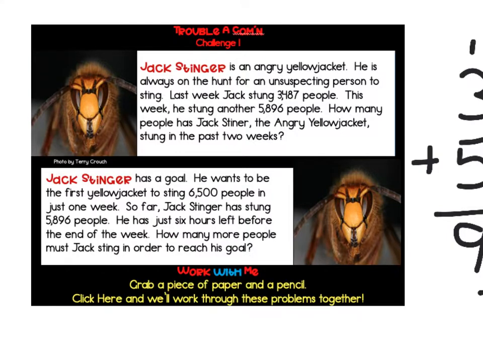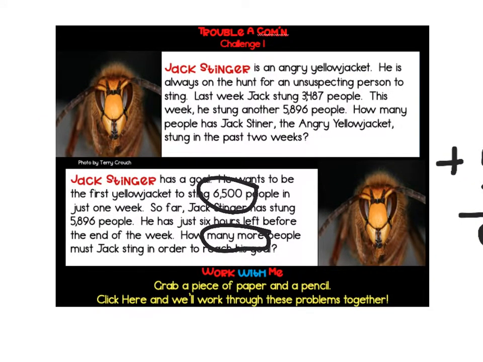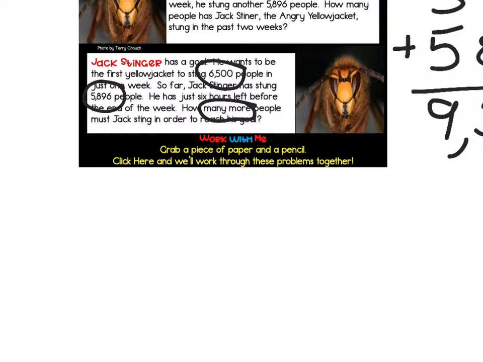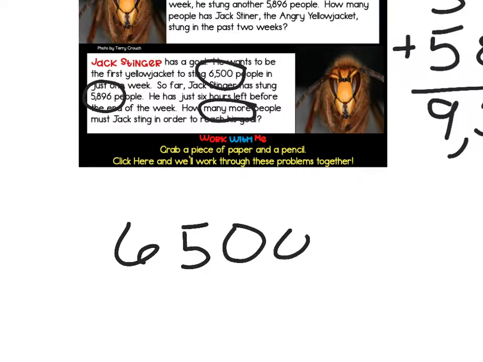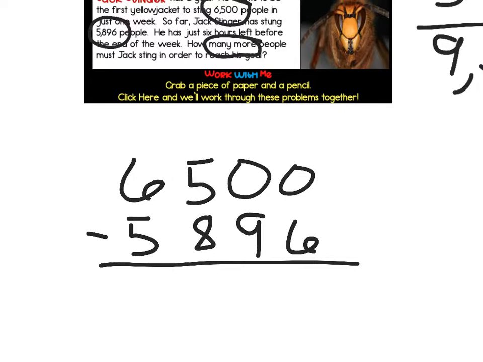All right, my friends, this key word here, how many more, is a signal that this is going to be a subtraction problem. And we are obviously subtracting the 6,500 minus the 5,896. So let's go ahead and get this set up first. The first thing you want to do is write 6,500, and then you're going to be subtracting the 5,896. Bam! There you have it. All right, so get this written on your paper, and then we will move forward from there, my friends.